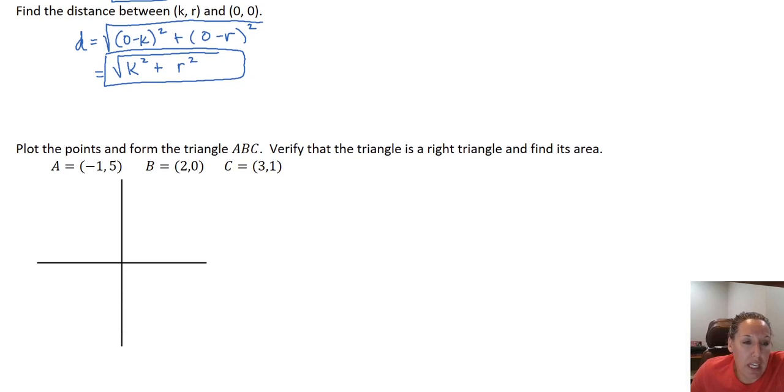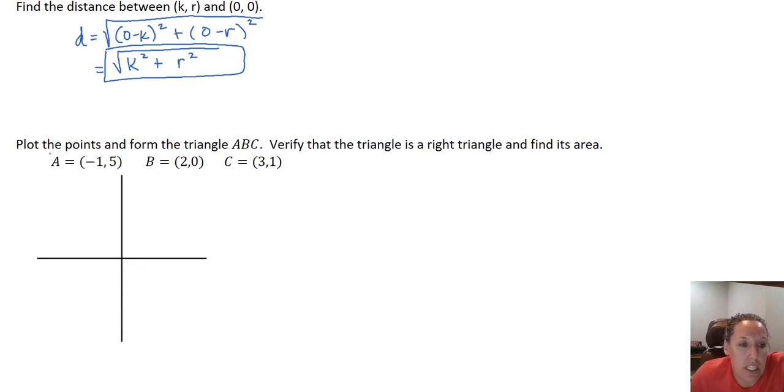All right, now let's look at an application of the distance formula. Here we're going to plot the points and form the triangle ABC. We are going to verify that that triangle is a right triangle and find its area.